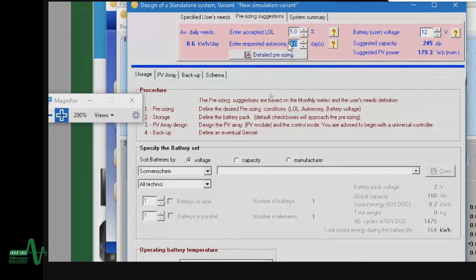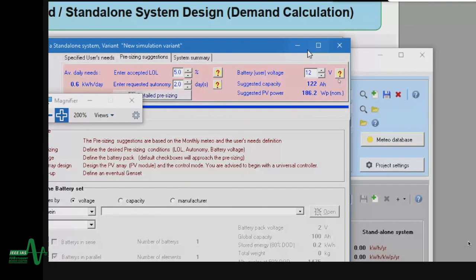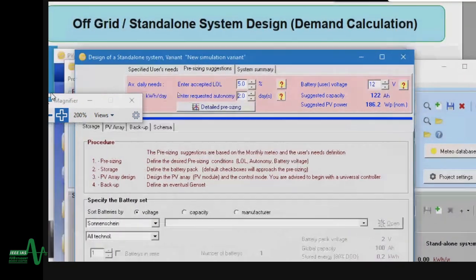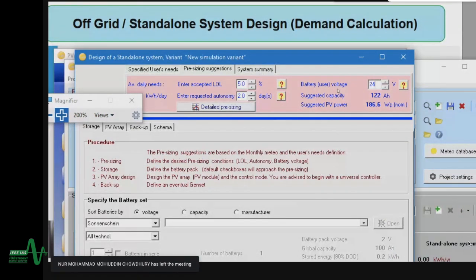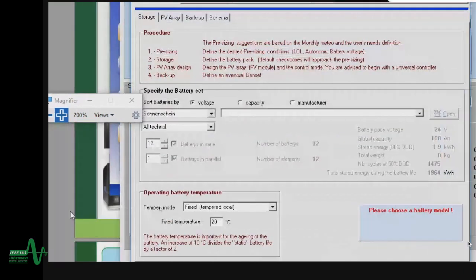Enter the requested autonomy. We have considered the autonomy. It will be like 2 days. Okay, as far as I can remember, days. Fine. Now let's do the battery voltage. So if you can remember, from the manual calculation, we actually chose the battery voltage. Operational voltage, it will be 24. So look, it's actually calculated. The suggested capacity for the battery bank is 61 ampere hour, and the suggested PV power is 184.9 watt power, which is nominal.